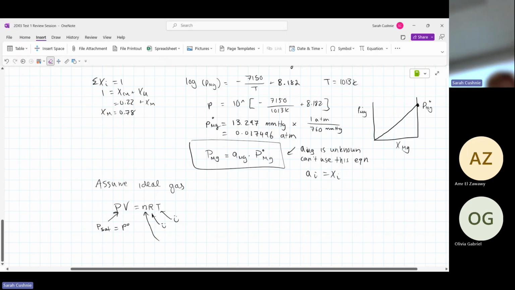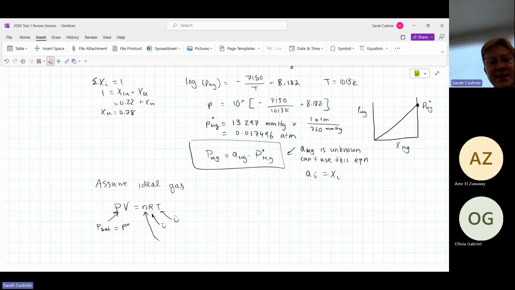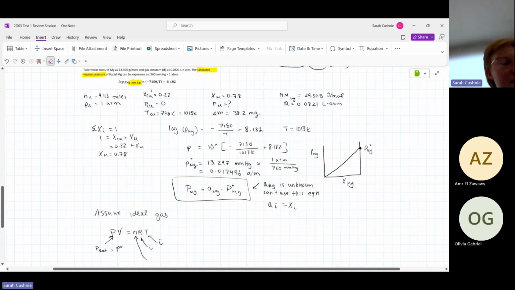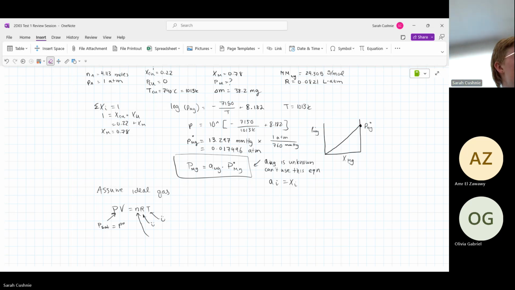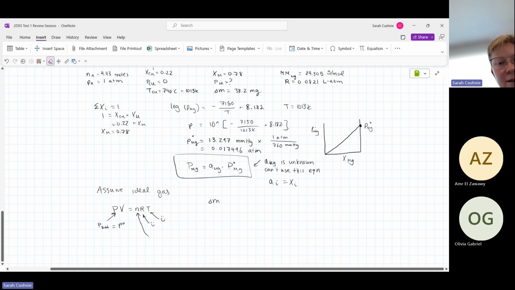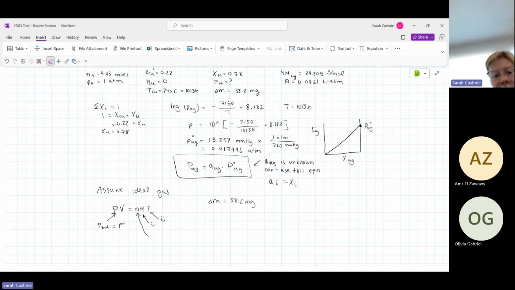Anyways, so we're like, okay, we don't know everything in this ideal gas equation, but let's see what other information we were given that we haven't used yet. And the big thing that we were given is delta M. We know that delta M is equal to 38.2 milligrams. And now we need to figure out what this delta M actually means.